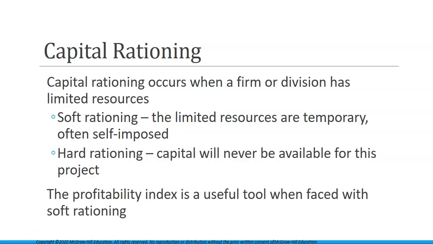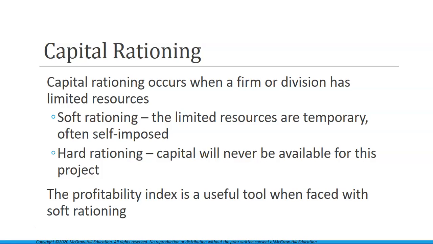So that's an example of soft rationing. Soft rationing means that we put rules on ourselves, or for some temporary reason, we can't take on an additional new project right now. Maybe we're waiting until the market settles out after it's been particularly volatile. Maybe we just had a new bond issue, and part of that bond issue's requirements say that we can't take on a whole bunch of new projects. Maybe we want to maintain our debt to equity ratio, and that limits how many additional projects we can take on.